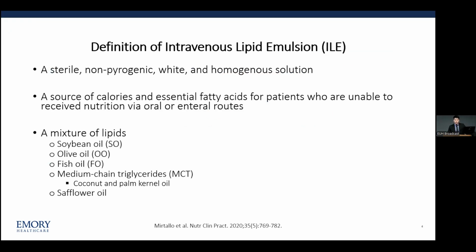So what are intravenous lipid emulsions? Intravenous lipid emulsion is a sterile, non-pyrogenic, white homogeneous solution intended for intravenous infusion. It serves as a source of calories and provides essential fatty acids for patients who require nutrition who cannot get it through oral or enteral routes. The emulsion is composed of various sources of oil, including soybean, fish, safflower, and MCT, which include coconut and palm kernel oil.